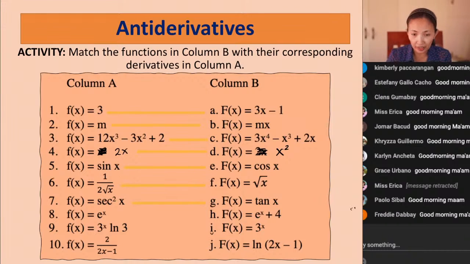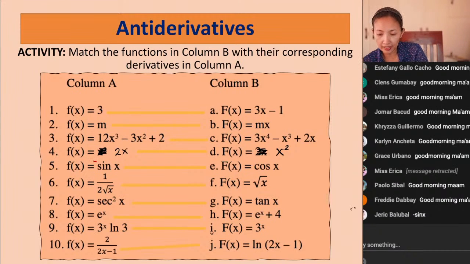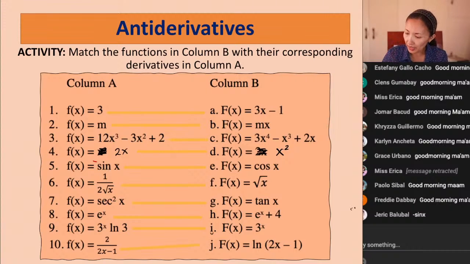Any comment on number 5? Any comment on number 5? Anyone? Well, let's get back to number 5 in a while. Let's look at number... Correct. So Jeric said it has to be negative sine x. So I overlooked that also. This is supposed to be negative sine x because the derivative of cosine x is negative sine x.